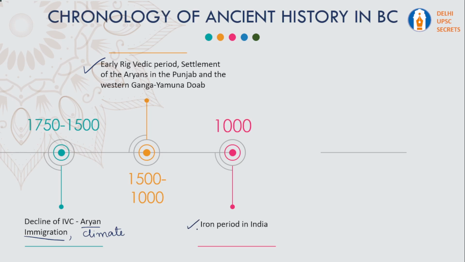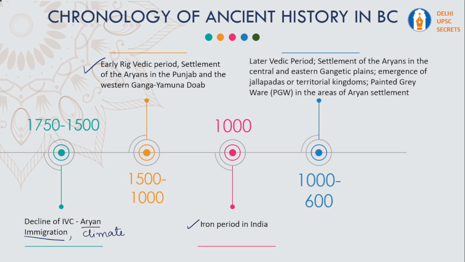It means nothing but the use of iron was seen in that particular period, because the transition from early Vedic age to later Vedic age is marked by this Iron Age. And the spread of Indo-Aryan culture in the Gangetic plain also took place in this particular period. And moving forward, from 1000 BC to 600 BC, there were a huge lot of changes happening.